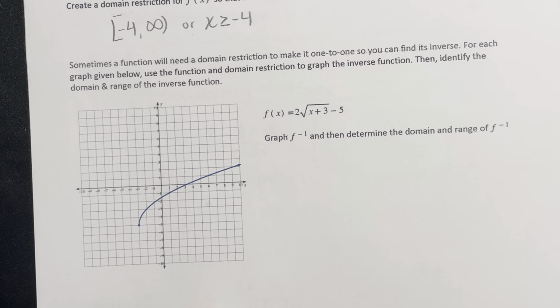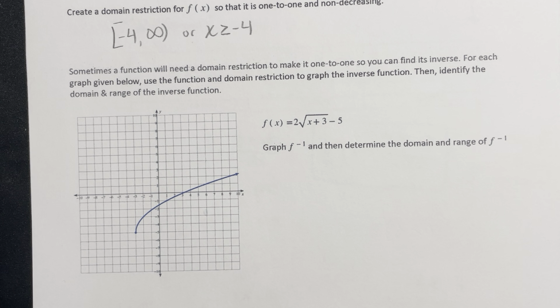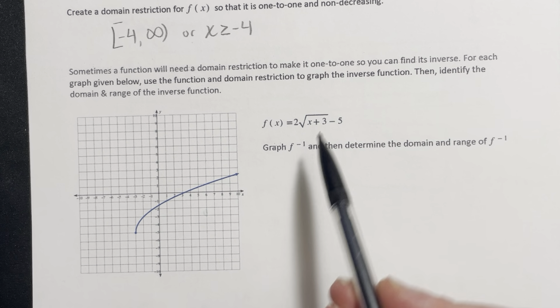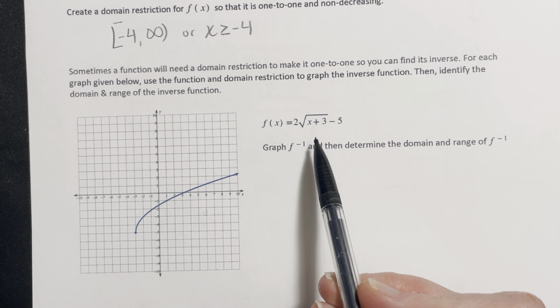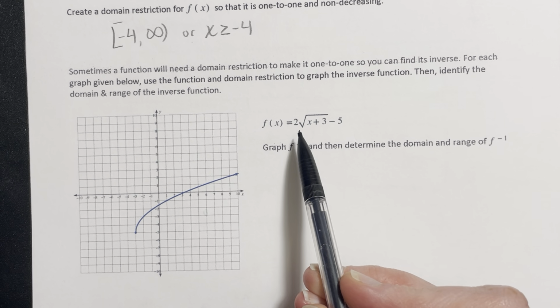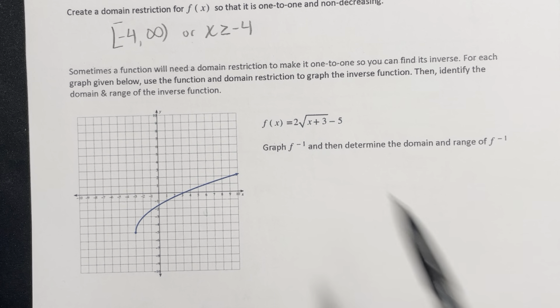That's what's going on in this next part. It says sometimes a function will need a domain restriction so that it can be 1-to-1, and then we can find its inverse. In the graph we have below, we want to use that function to look for a domain restriction if needed and graph the inverse. So I have a radical function actually, and if I needed to graph that one, I would just use my transformations. It moved left 3, it was vertically stretched by a factor of 2, and it went down 5.